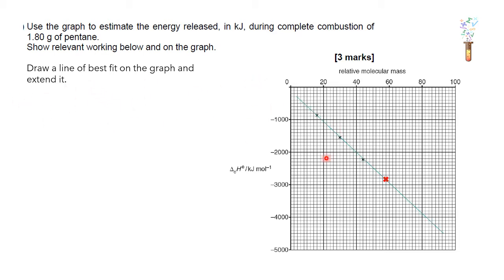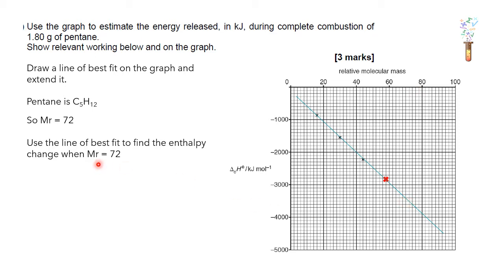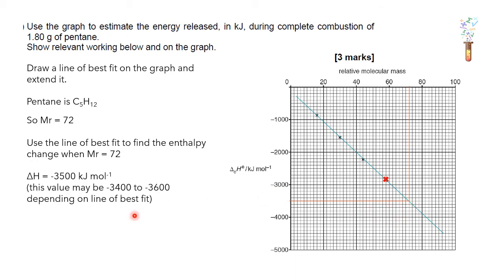So I've just drawn a line of best fit through it first, but did you work out that pentane was C5H12 and had an MR of 72? So I needed my line to extend as far as 72. So I'm going to then draw a line down from 72 and across. Now I'm coming out at minus 3,500, but there will be a bit of give or take here depending on how your line of best fit looks. So maybe between 3,400 and 3,600, and then read off that number. I got minus 3,500, like I said.